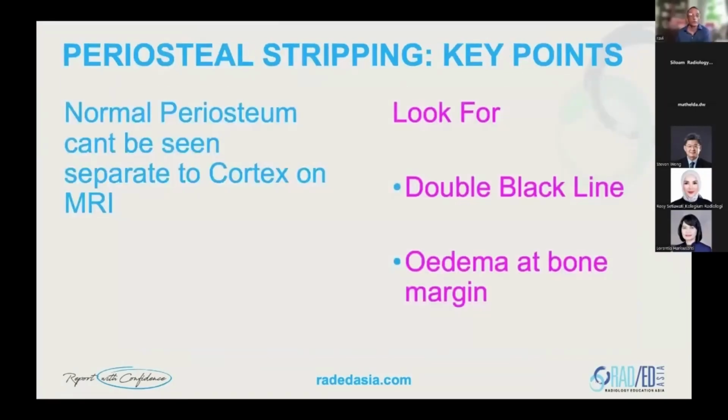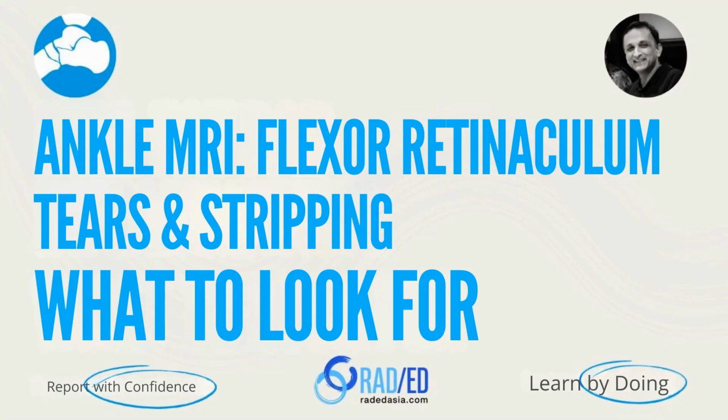Okay, so for periosteal stripping, the key points are, one, in a normal scan, you don't see the periosteum. But in the context of trauma, the first thing is to look for edema. Look for edema at the bone margins, because if you don't have edema, you're not going to have periosteal stripping in the acute stage. Once you see the edema, then look for the double black line. That tells you that there's stripping of the periosteum.